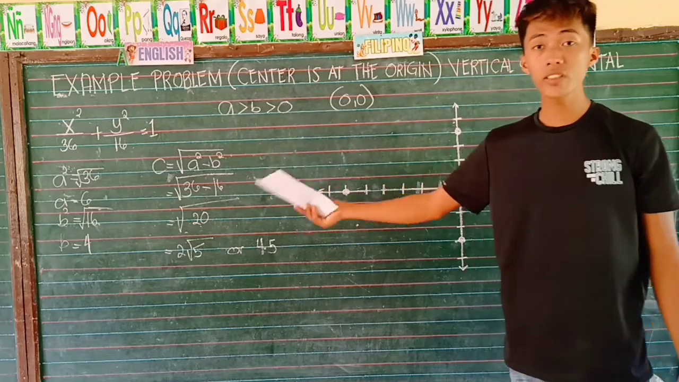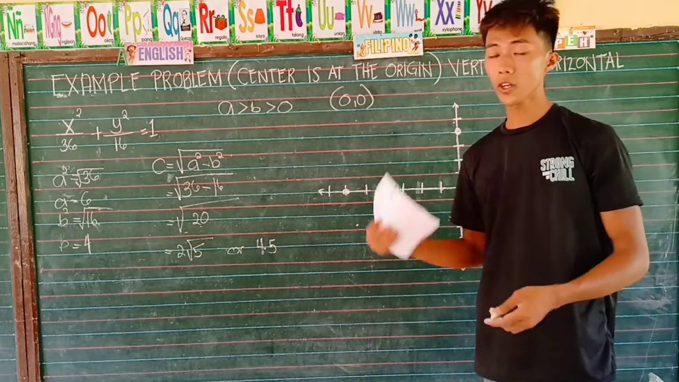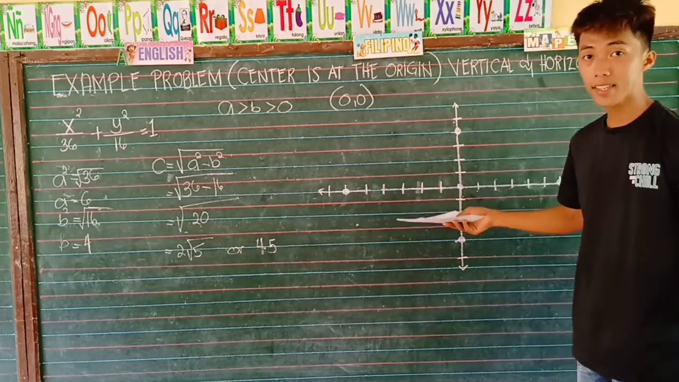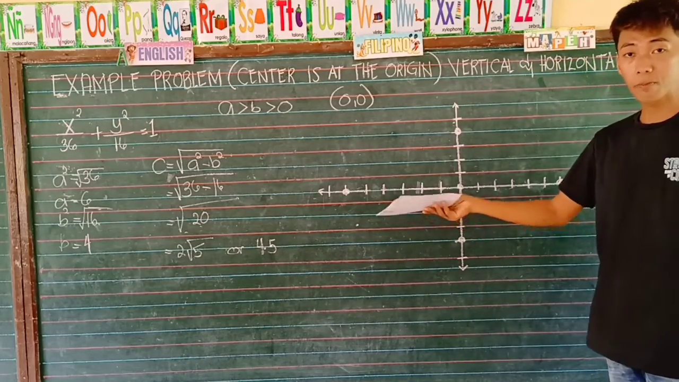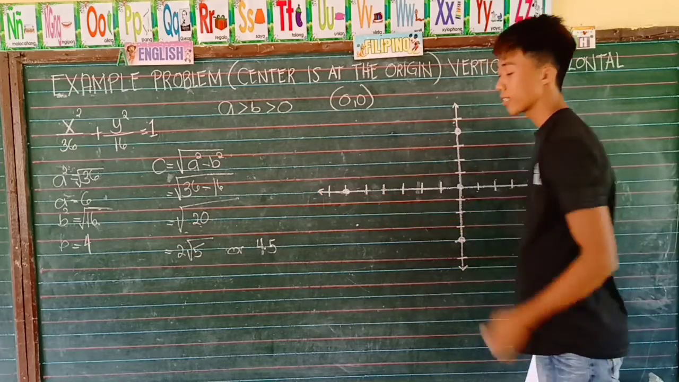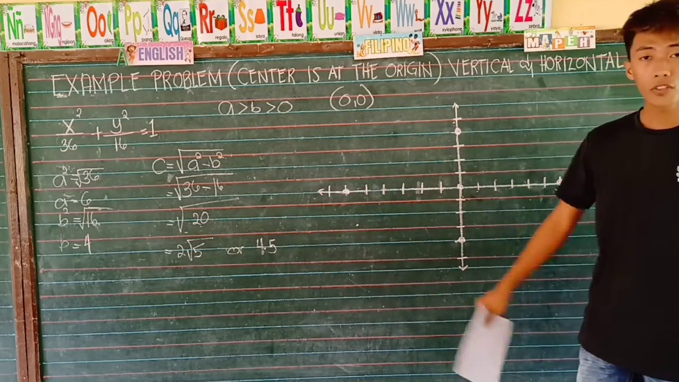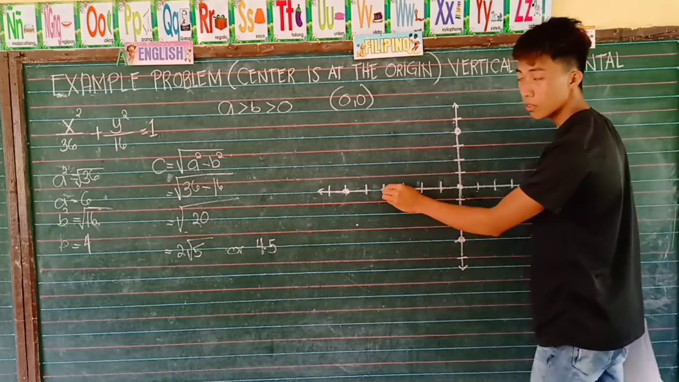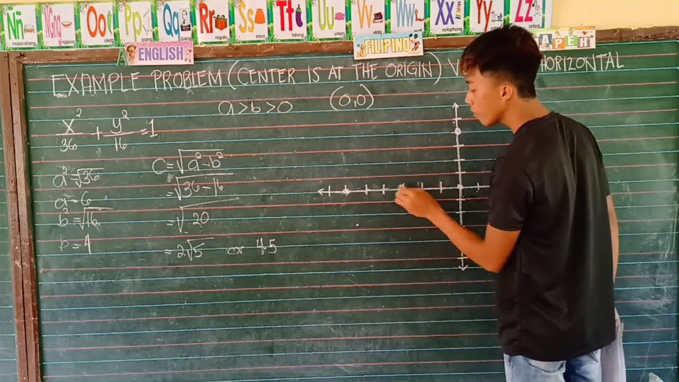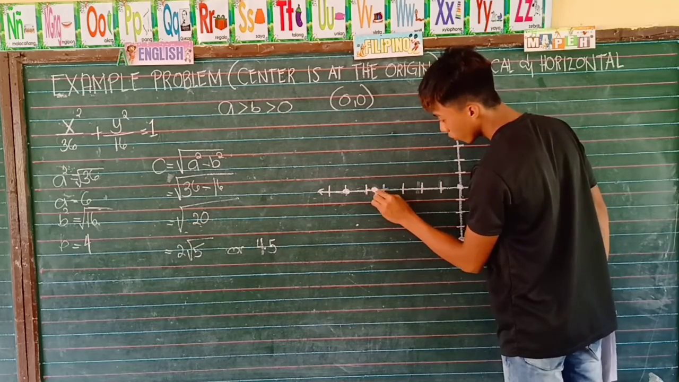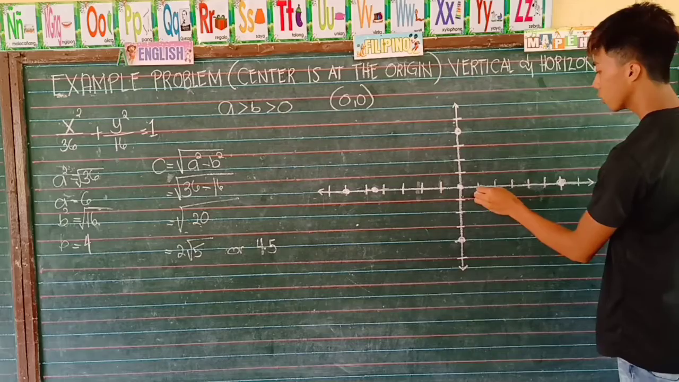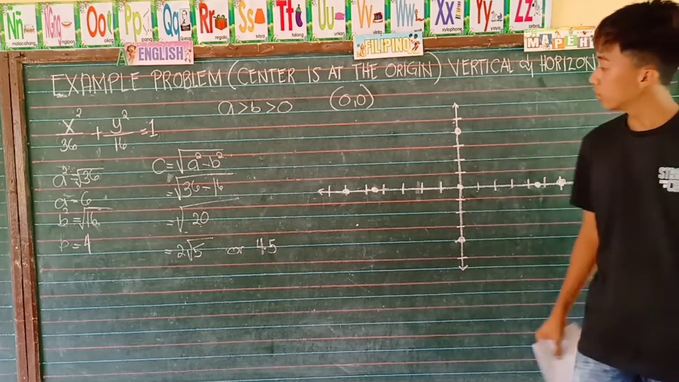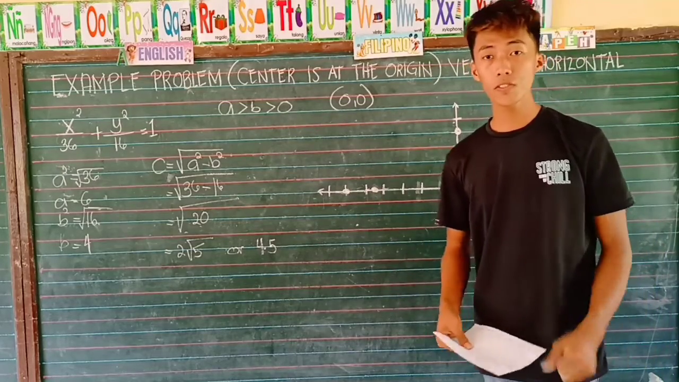Since c represents the value of our foci, we will plot that on our x-axis, where our principal axis is. 4.5 is our foci. Let's plot that: 1, 2, 3, 4. Since it is 4.5, it is halfway between 4 and 5, so that is our focus here. Same thing on the right: 1, 2, 3, 4, halfway. Okay, that is the value of c.